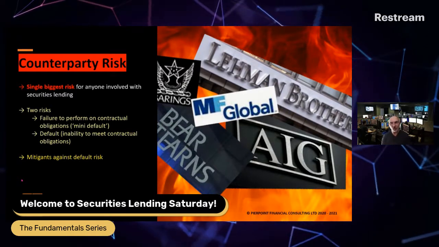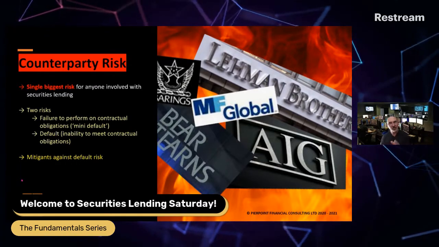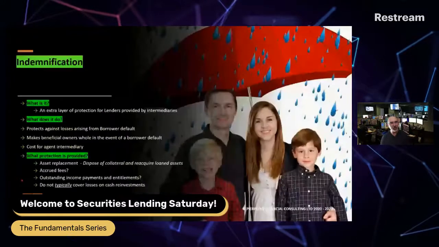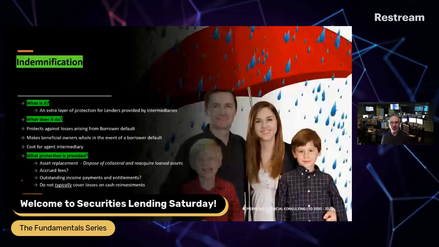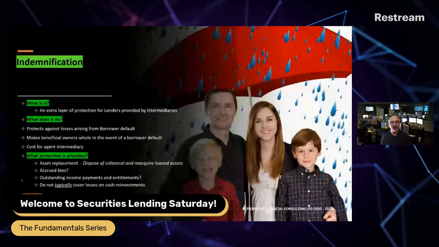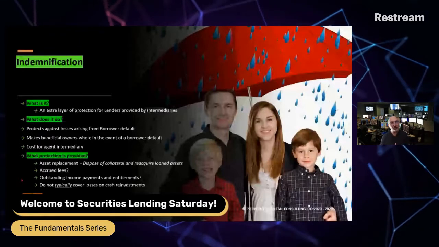So we want to talk about counterparty risk itself, but something I alluded to last week, which is something called an indemnification. An indemnification is provided by some of the lending intermediaries to their lending clients. And it's an extra layer of protection for those lenders against a counterparty defaulting. So it's kind of like that umbrella protecting the family from the rain. It's that extra layer of protection.